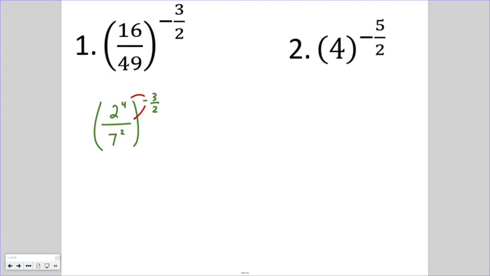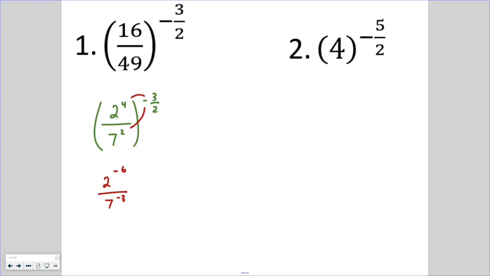Okay, rules of exponents say this. If I have a fraction being raised to a power, I can take that power and apply it to both the numerator and the denominator. When I have a power being raised to a power, we're just going to multiply. So this is going to become 2 to the negative 6 over 7 to the negative 3.